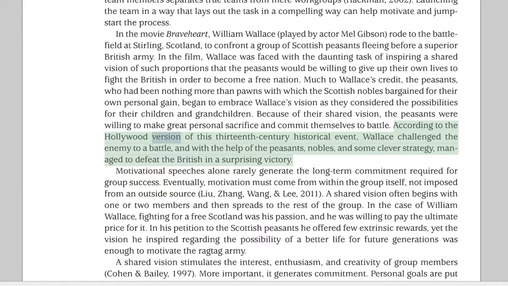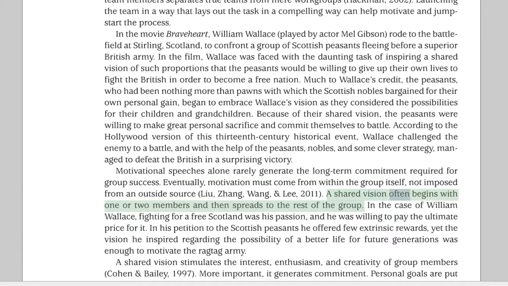According to the Hollywood version of this 13th century historical event, Wallace challenged the enemy to a battle, and with the help of the peasants, nobles, and some clever strategy, managed to defeat the British in a surprising victory. Motivational speeches alone rarely generate the long-term commitment required for group success. Eventually, motivation must come from within the group itself, not imposed from an outside source. Liu, Zhang, Wang, and Li, 2011.